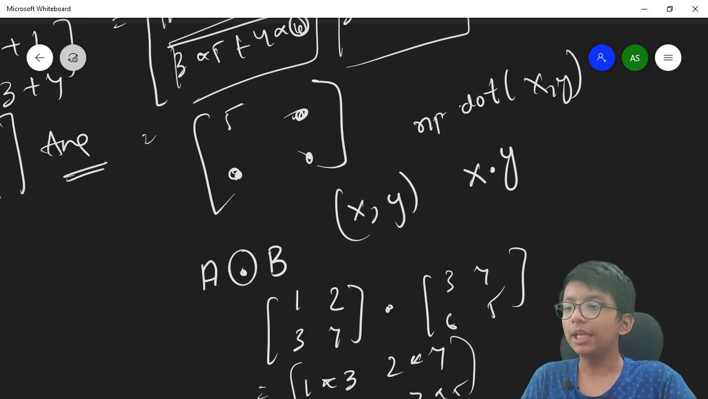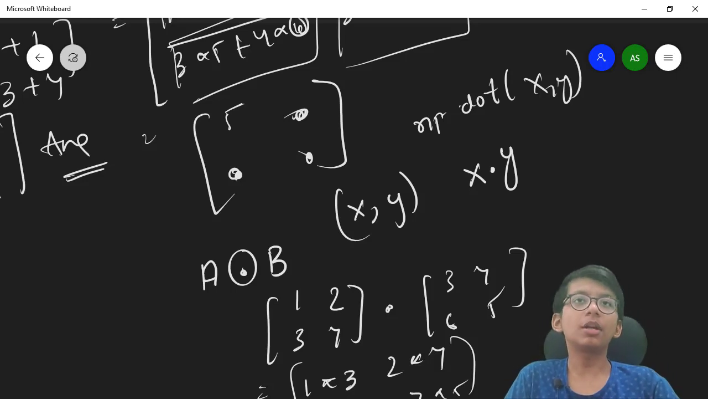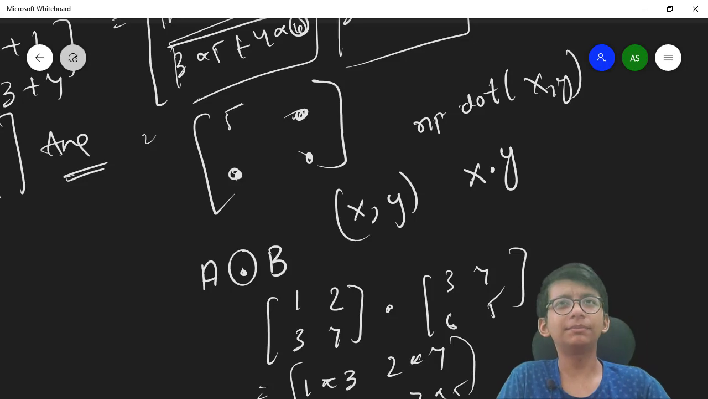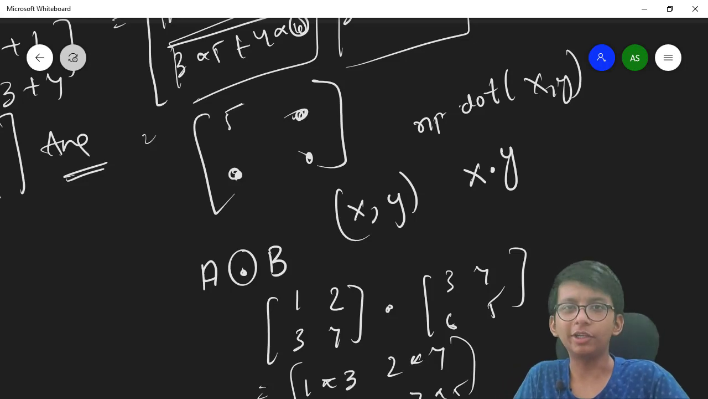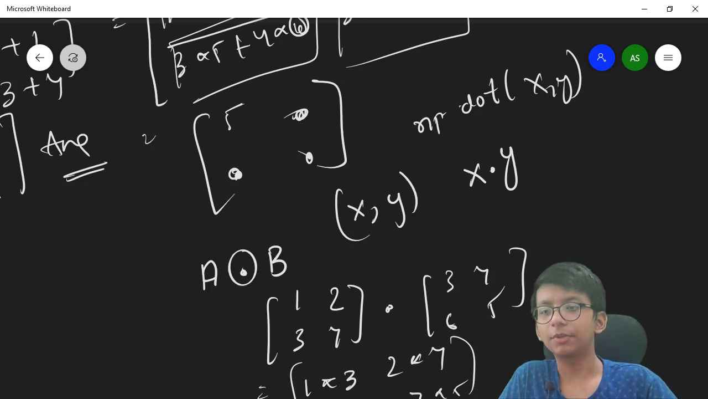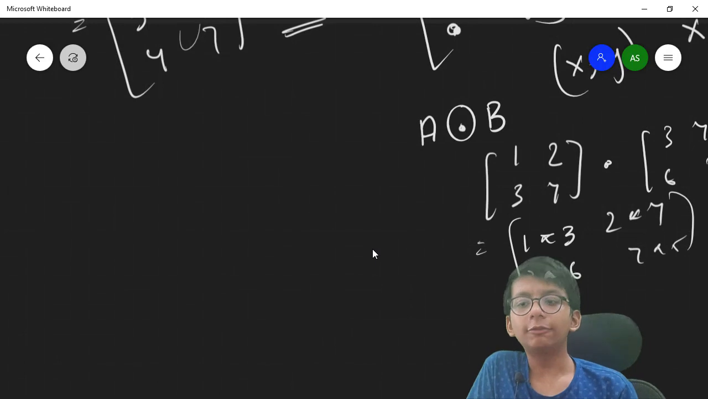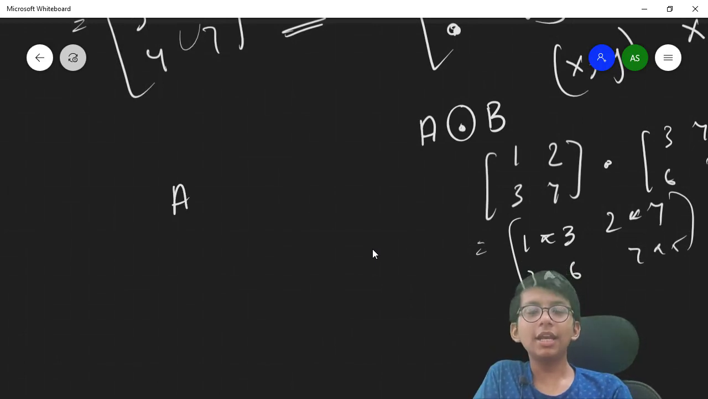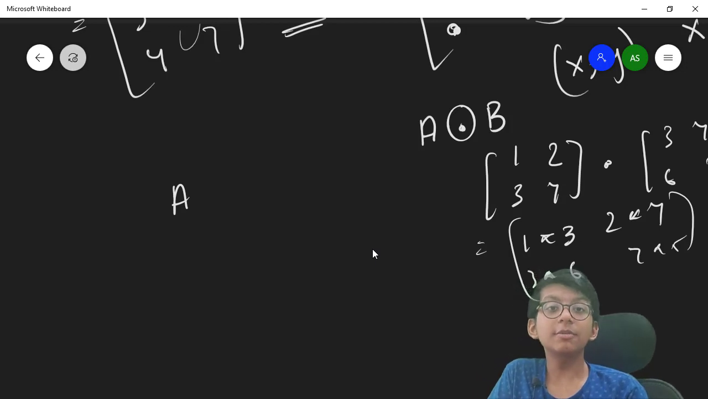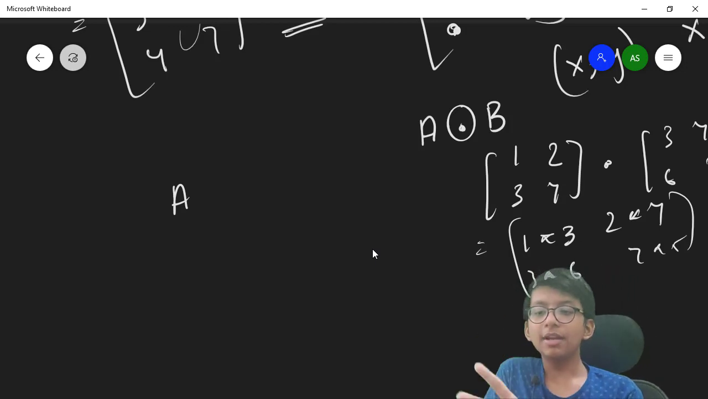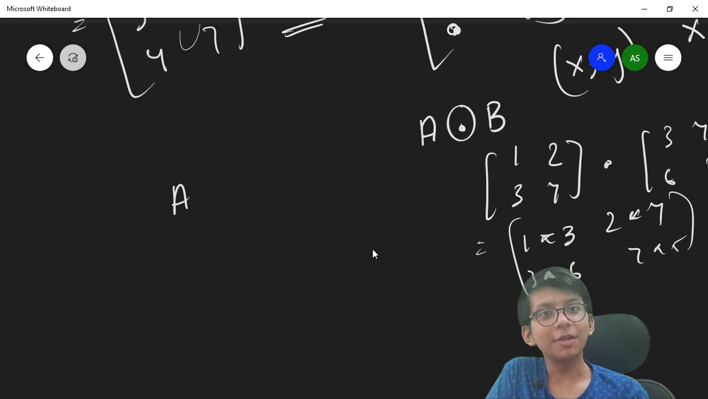So we are done with the multiplication of matrices. I hope that you understood what a dot product is and the multiplication of a matrix. Here are some of the properties of a matrix. Matrix multiplication is distributive and associative, but it's not commutative.